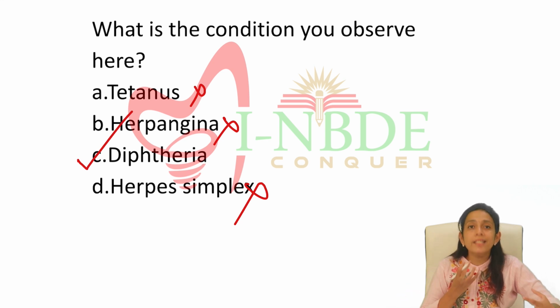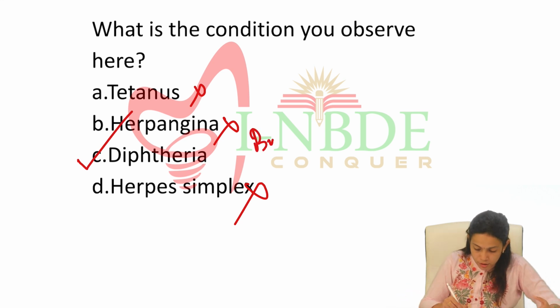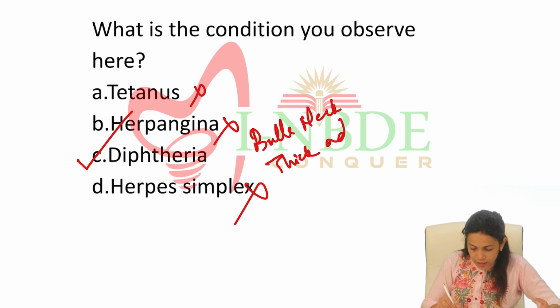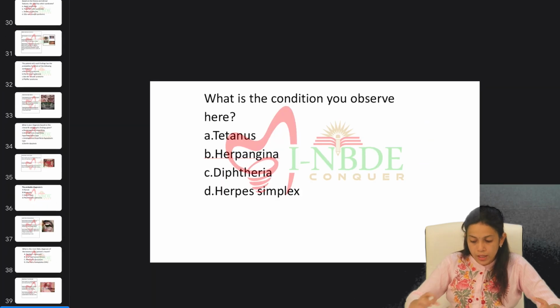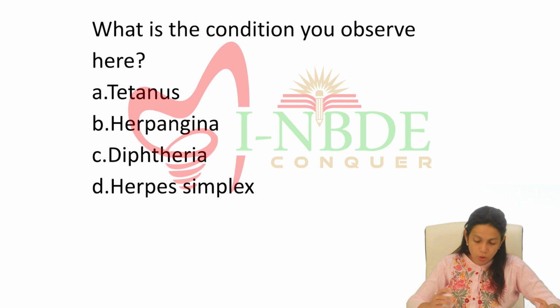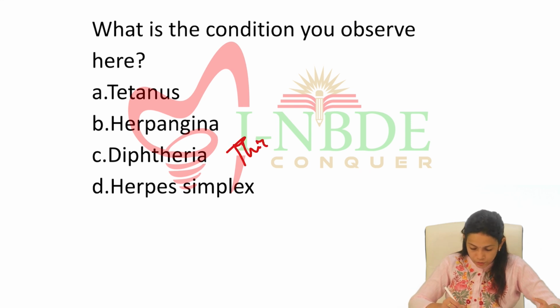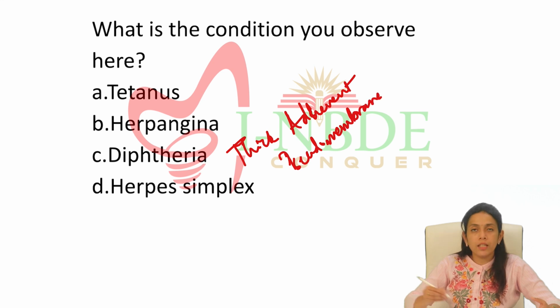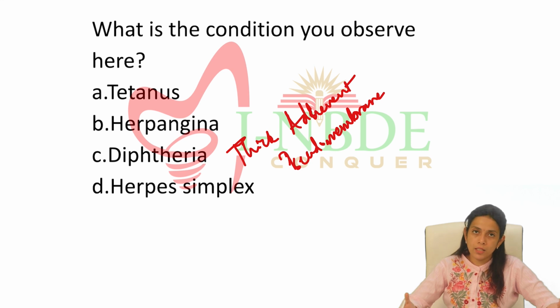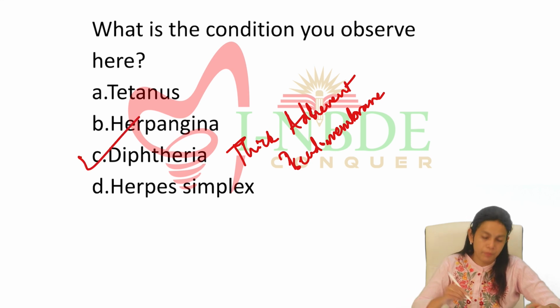What are the important features? Bull's neck, thick adherent pseudomembrane. So it's very painful. The membrane can't be removed. Okay, so Corynebacterium diphtheriae, thick adherent pseudomembrane, and the bull's neck are very important features of diphtheria. So here the answer is diphtheria.